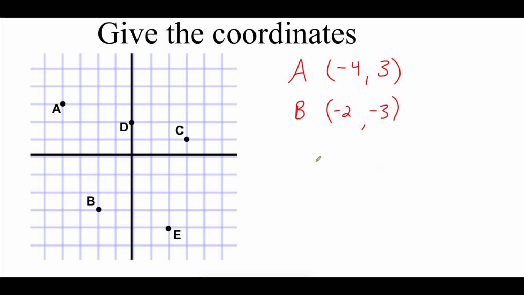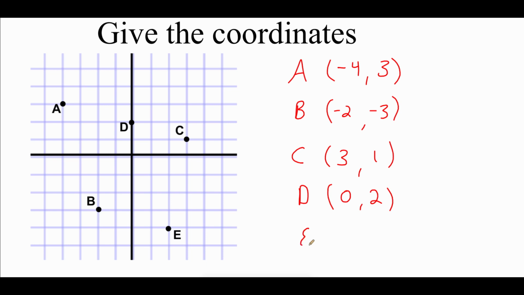If we look at point C, we're going to start at the origin again. To get to point C, we count 1, 2, 3 spaces to the right. So we're going to have a positive 3 for the x value. And then we go 1 space up, so 1 is our y value. If we look at point D, to get to point D from the origin, we didn't move anywhere left or right. So that means we've got a 0 x value. But we went up 2 spaces, so my y value is 2.